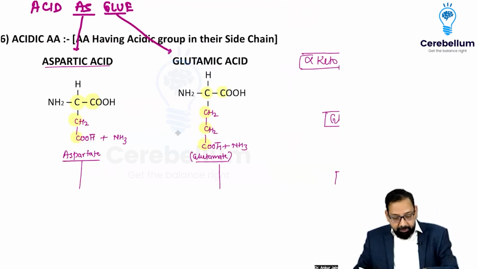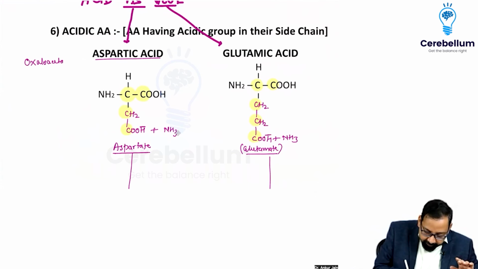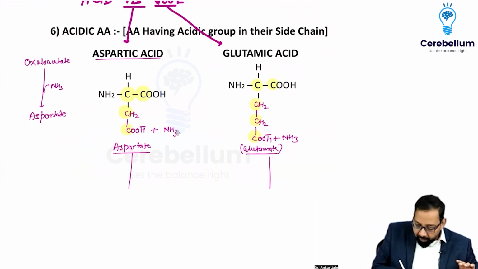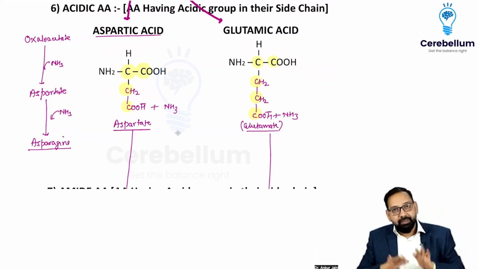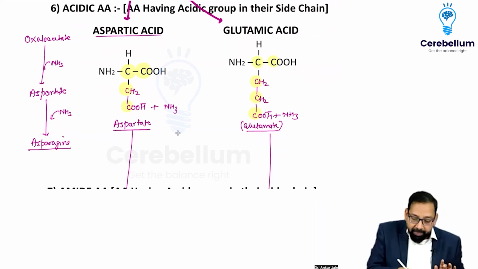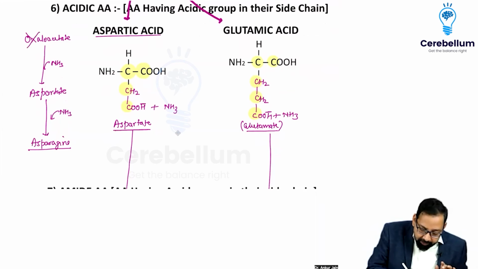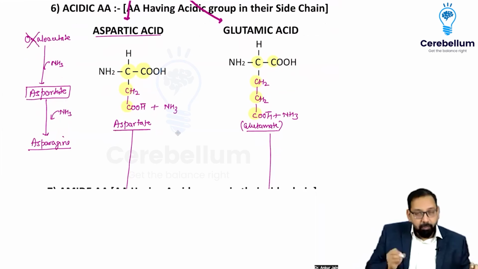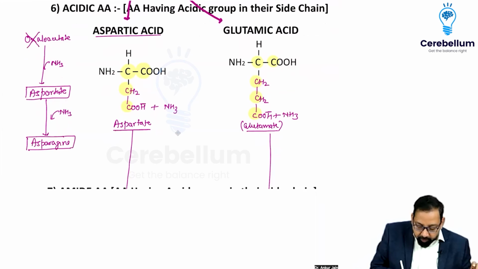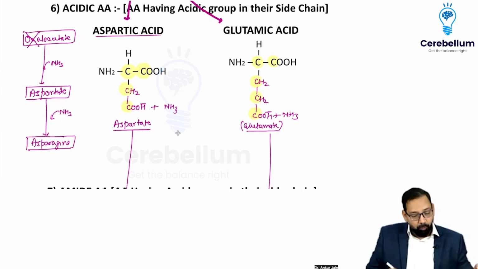Clear? In the same way, oxaloacetate is there. It binds with ammonia to form aspartic acid or aspartate, and binds with ammonia to form asparagine. You can't afford to forget this thing. I have discussed many times, the question has been asked: oxaloacetate is having how many carbon? 4 carbon. Aspartate, I just told you, how many carbon? 4 carbon. Asparagine, how many carbon? 4 carbon. So the only difference is of the amino group.